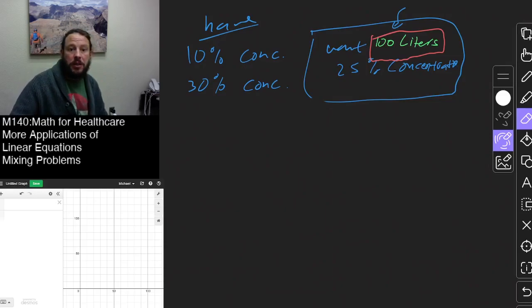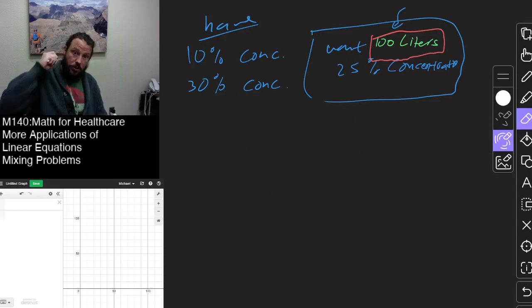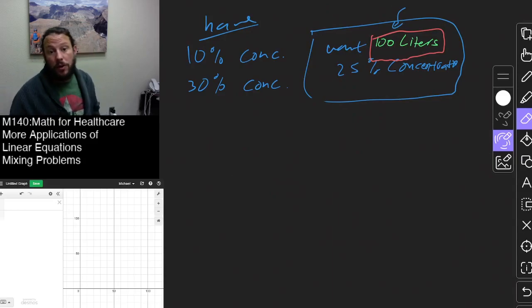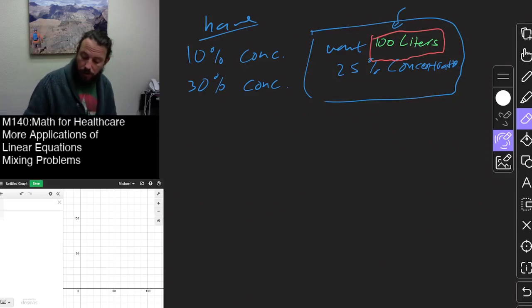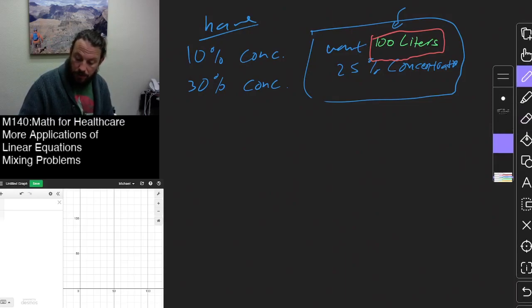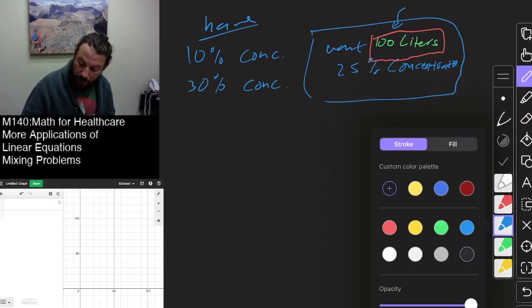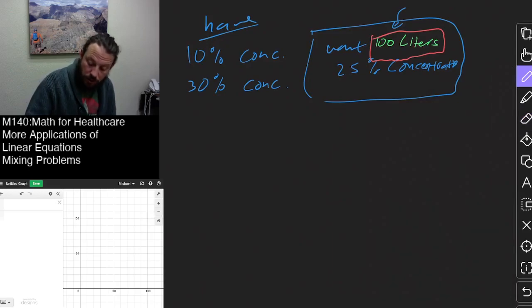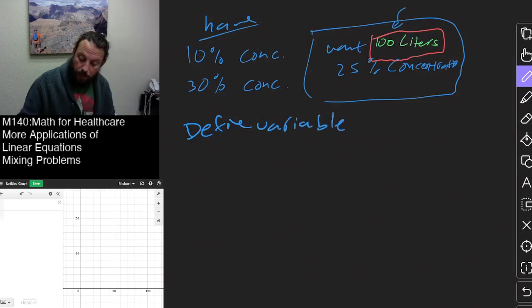Now let's say we want to mix those two together in order to get a 25% concentration, and I added that I need 100 liters of that 25% concentration. All right, so how can we do this? Well, let's think about how these quantities relate to each other. We want to start by defining our variables. The question is, how much of each one should I mix together? How many liters of each one?